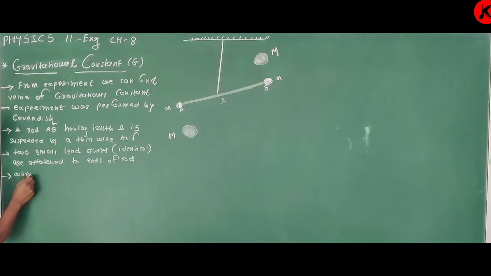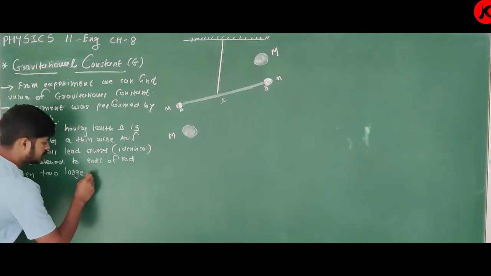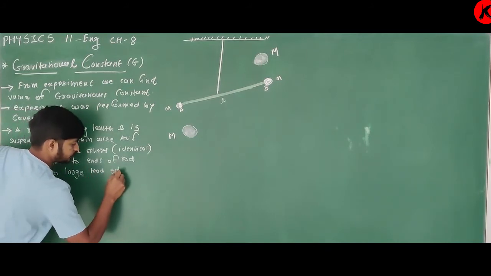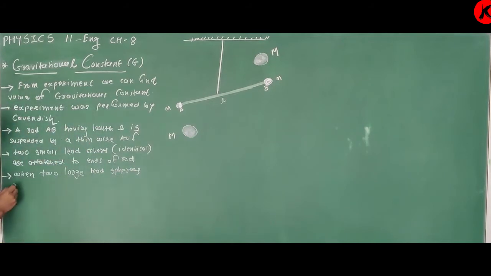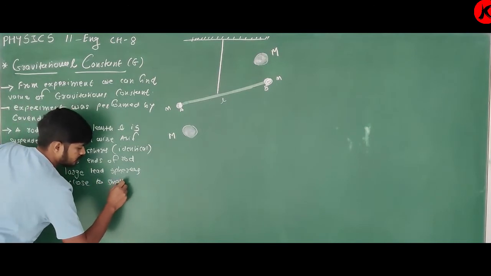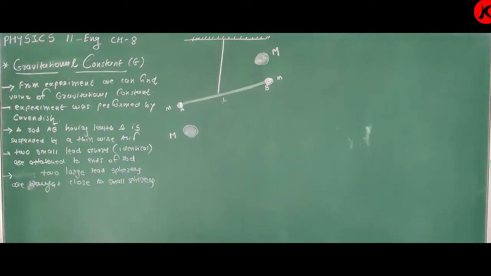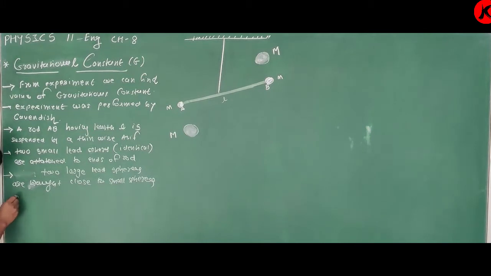So when two large lead spheres are brought close to the small spheres, as shown in figure. Clear about this?